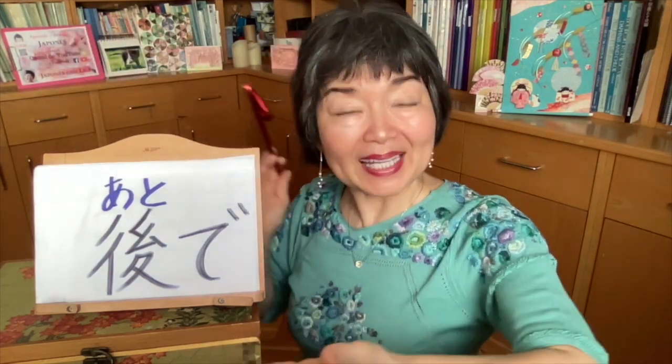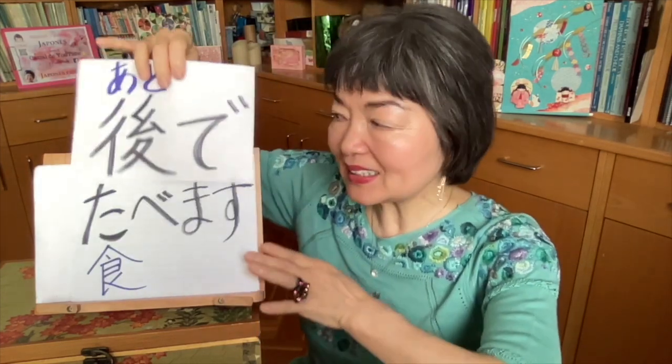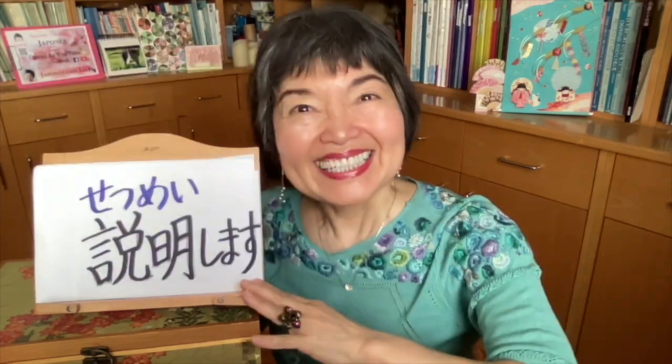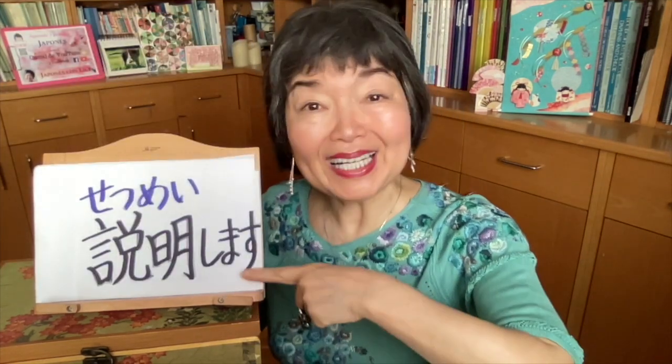Now, the other expression, 後で, without any verb. Only 後で. This is an adverb. 後で means later. For example, when are you going to eat? いつ食べますか？後で食べます。I'm going to eat later.